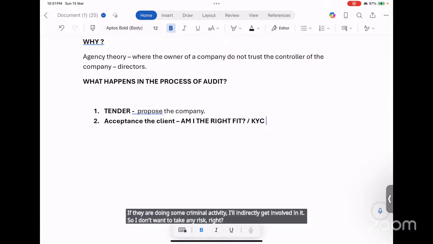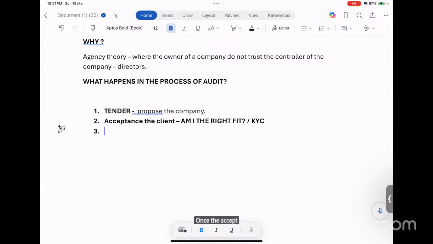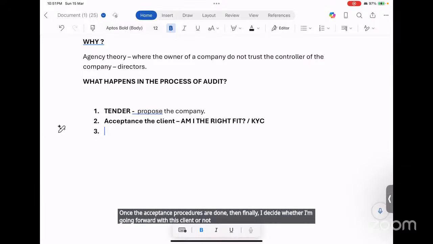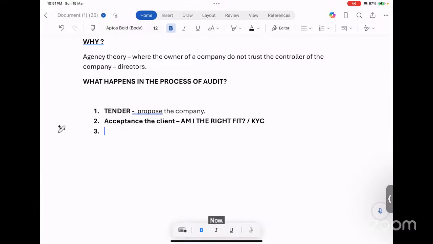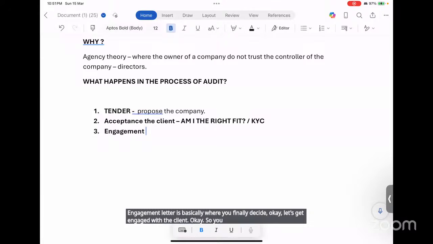So I do KYC. Once the acceptance procedures are done, then finally I decide whether I'm going forward with this client or not. Now, what I do is I sign an engagement letter with them. Engagement letter is basically where you finally decide, okay, let's get engaged with the client. So you now sign a contract that, yes, we are ready for this audit process. Let's go forward and let's do the audit of this company.